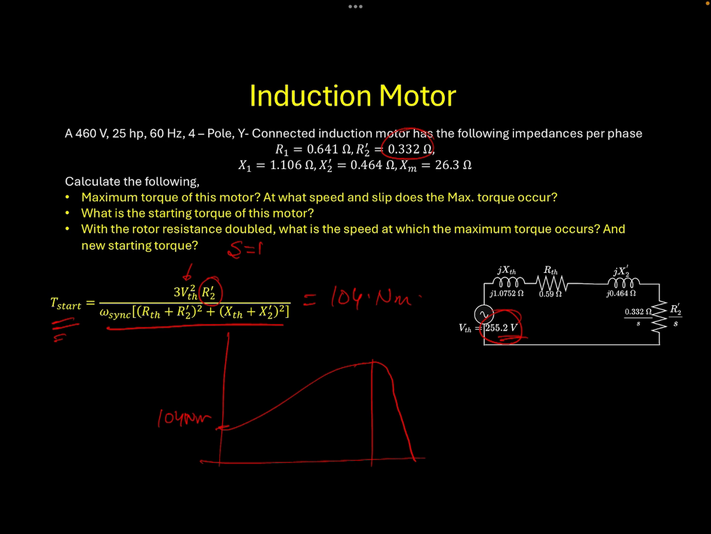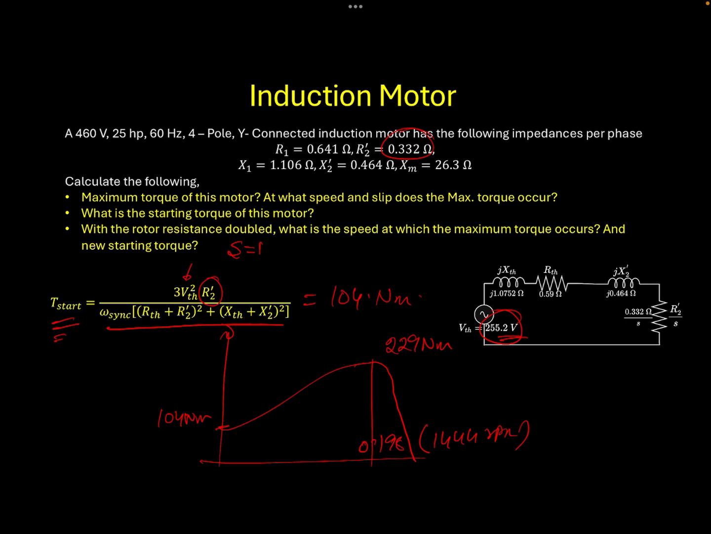is 229 Newton meter. Slip at which it occurs is 0.198. The speed at which it occurs is 1444 rpm. So this is the torque speed characteristics of the motor in this particular case.